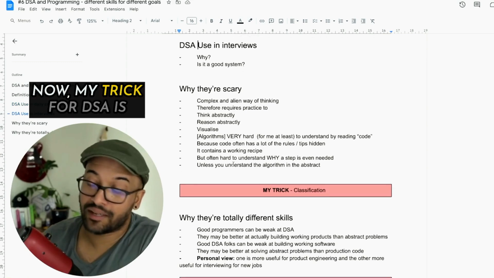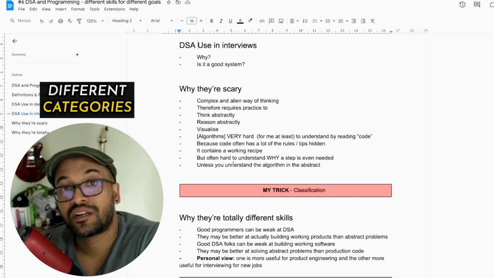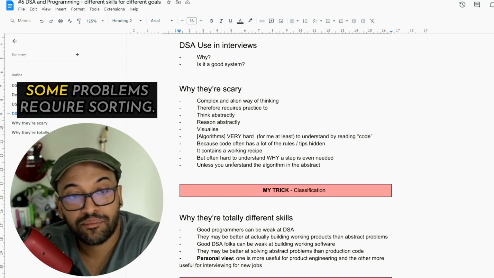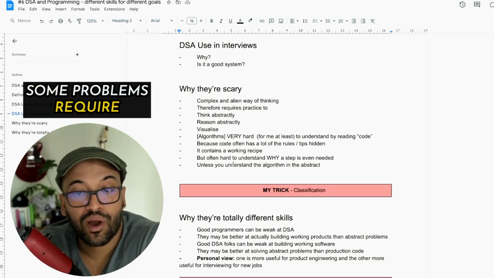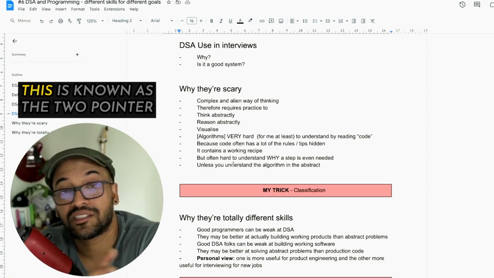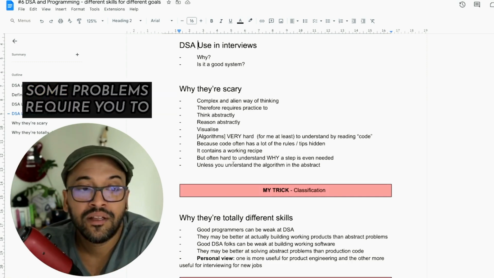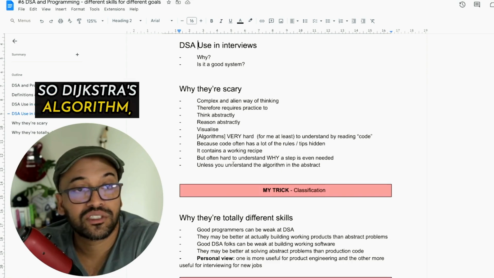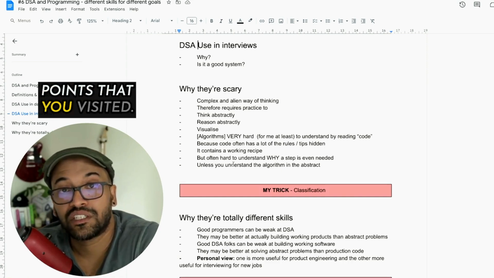Now, my trick for DSA is that there is a pattern, different categories of problems. So for example, some problems require sorting. Some problems require holding two pieces of data in computer memory and then comparing them constantly. This is known as the 2-pointer or 3-pointer method, and so on. Some problems require you to maintain a data structure of information. So Dijkstra's algorithm, for example, you need to maintain past points that you visited.